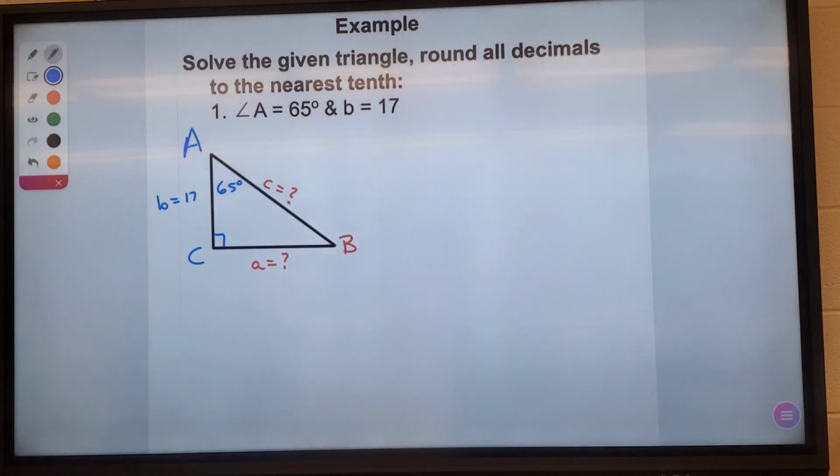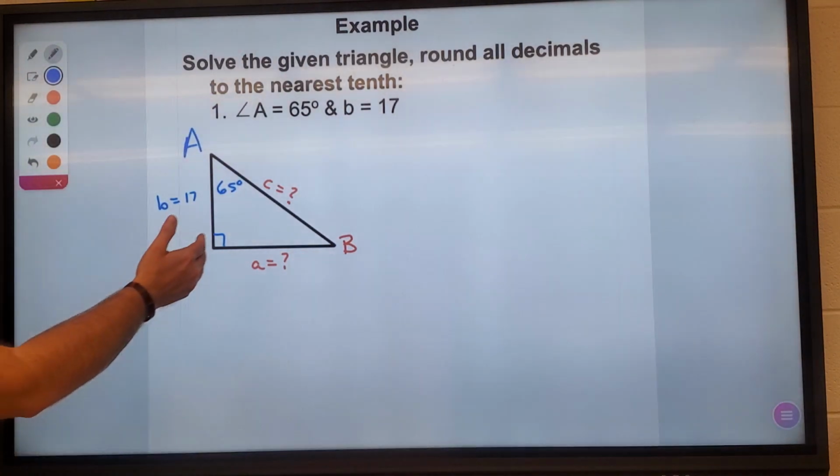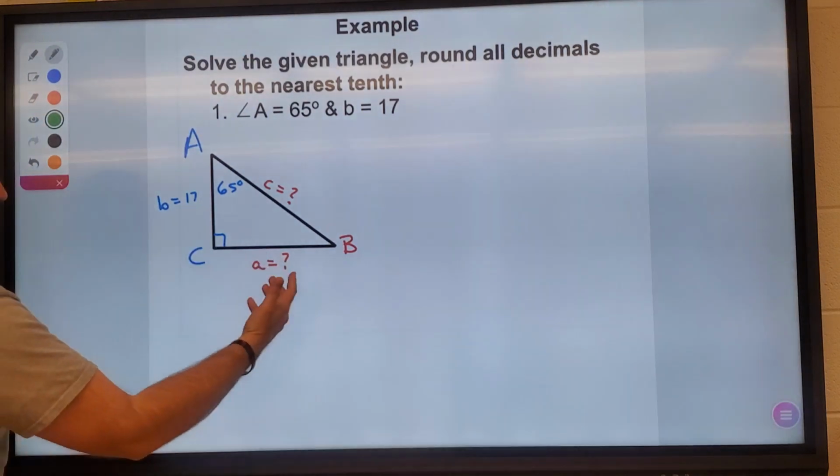So again, you are given 3 pieces of information. You are given angle A, you are given side B, and we know angle C because angle C is always that right angle. So we are trying to solve the triangle, and in order to solve the triangle, we have to find the 3 missing components, which here are in red. We are missing side A, we are missing side C, and we are missing angle B. My first suggestion would be to go ahead and solve for angle B, because again, it's not that difficult.